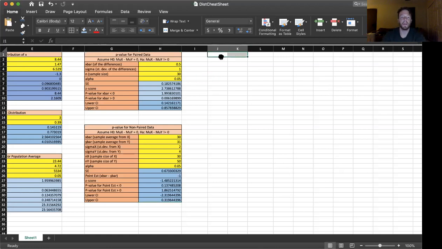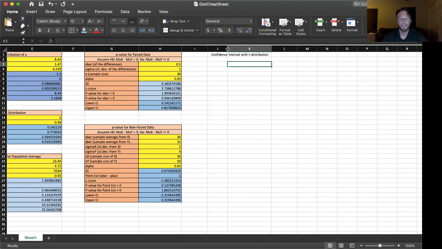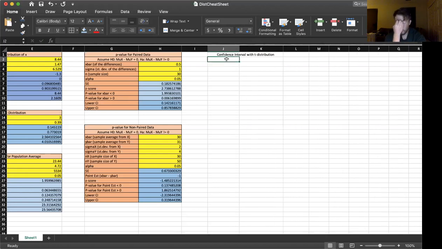So let's do the confidence interval with the t-distribution. Okay. So what are the things that we need? Just like when we did things with the normal distribution, we still need our X bar, which is the sample average. We need our sigma, which is the standard deviation.